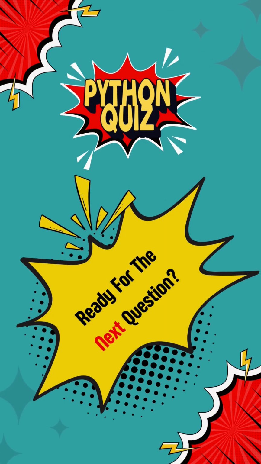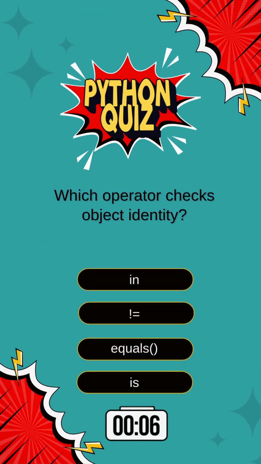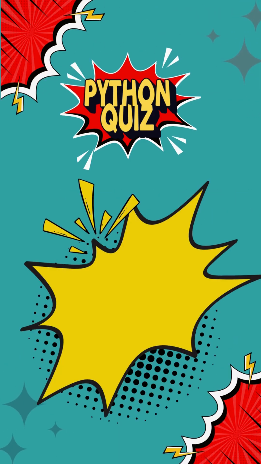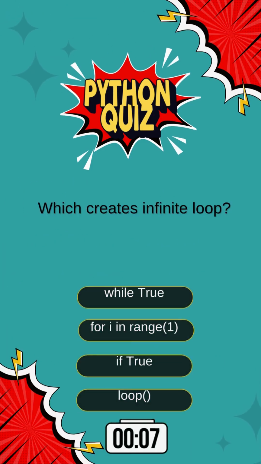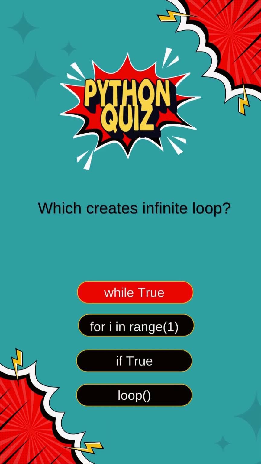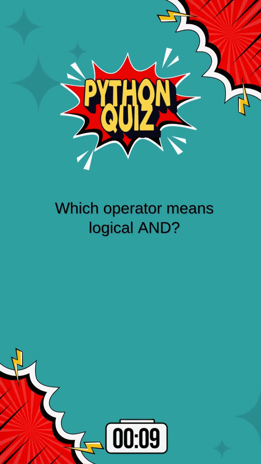Ready for the next question. Which operator checks object identity? Ready for the next question. Which creates infinite loop? Ready for the next question. Which operator means logical AND?